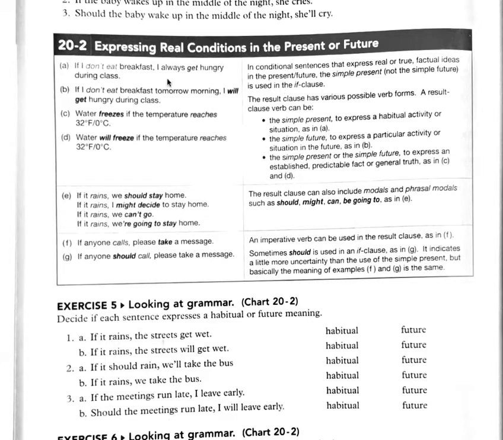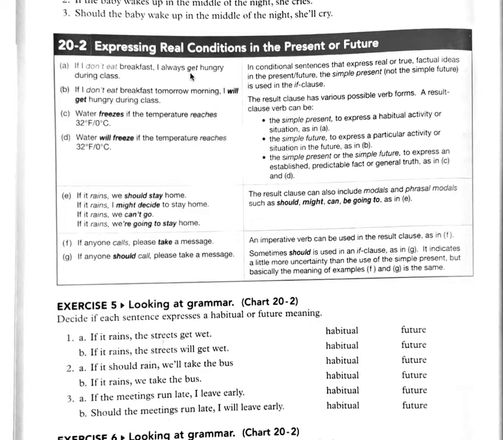Okay? So here, if I don't eat breakfast, I always get hungry during class. That's a factual idea. Okay? So you say I always get. If I don't eat breakfast, this is simple form. It's negative, but it's simple form. Okay? So the result clause has various possible forms. A result clause can be the first one, the simple present to express a habitual activity or situation. This happens every time you don't eat breakfast. You get hungry. Okay? In the result clause, simple present, get.